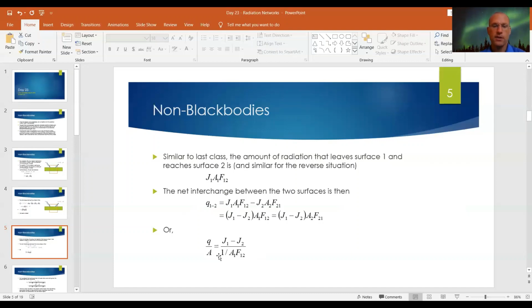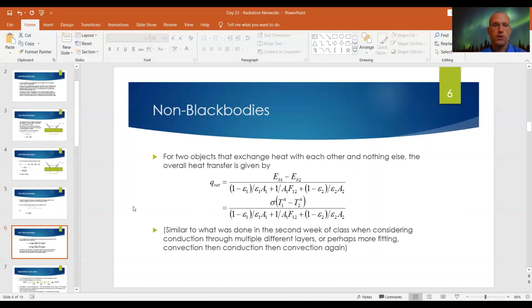But again, I can see here I have this resistance. So this resistance basically, again, is due to the fact that not all the energy leaving surface 1 is going to hit surface 2, and so that's the resistance associated with that. That's really what we have for these two objects that are interacting with each other and nothing else. My overall heat transfer, difference in my EBs, so sigma T to the fourth for object 1 minus sigma T to the fourth for object 2. And then I basically have three resistances. I have the resistance of making it off surface 1. I have the resistance of actually making it to surface 2. And then I have the resistance of that surface 2 actually absorbing this radiation.